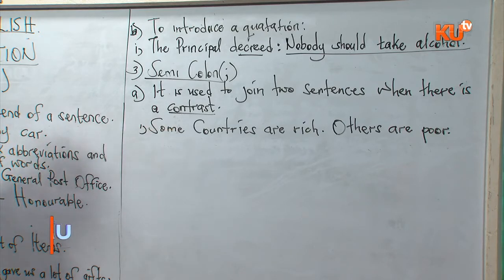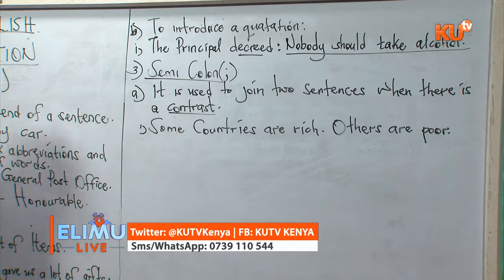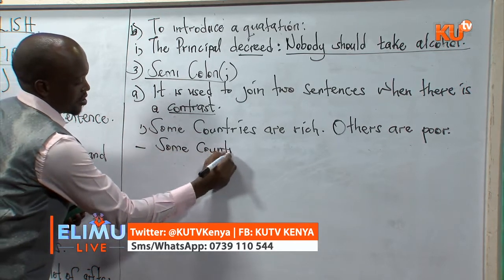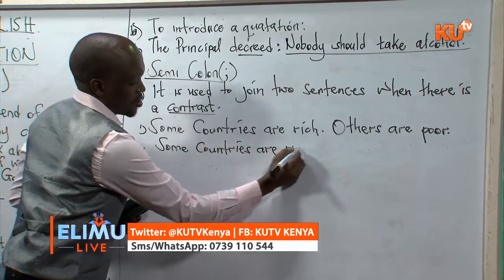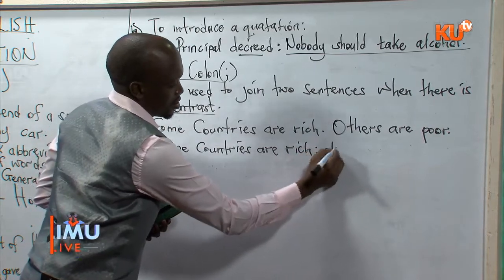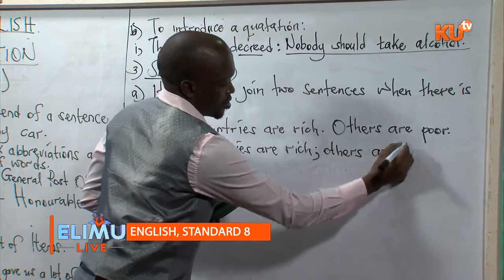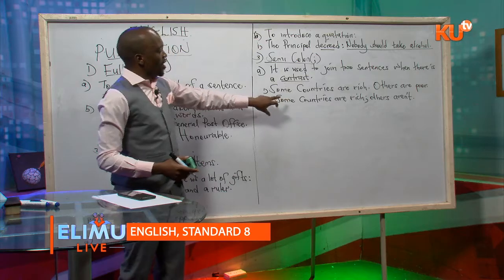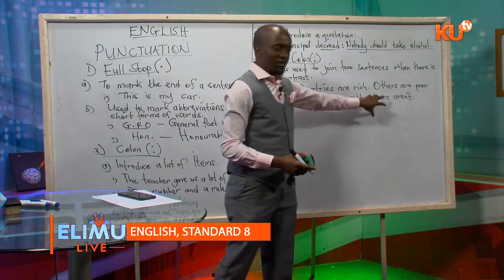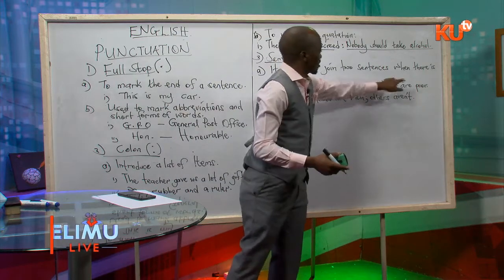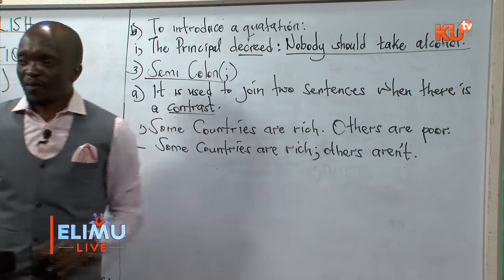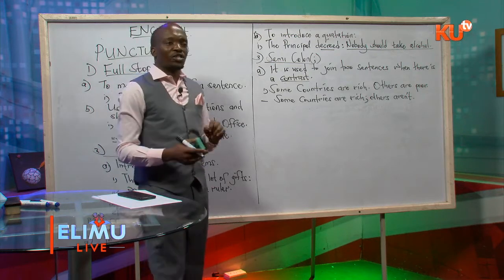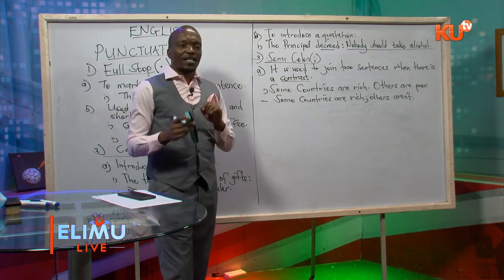We can join this sentence using a semicolon. Like we can write: some countries are rich; others aren't. And when you look at what I've done here, I've made even this sentence now shorter. You can count these words, 1, 2, 3, 4, 5, 6, 7. Look at this one, 1, 2, 3, 4, 5, 6. Meaning that punctuation will always save you a lot of words. Instead of using very many words, punctuation will always be the right thing to do. It will always make your work easier.